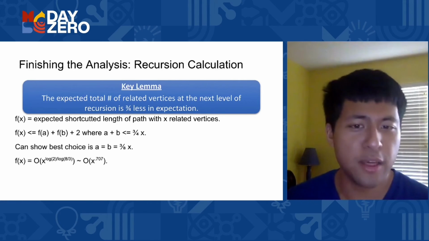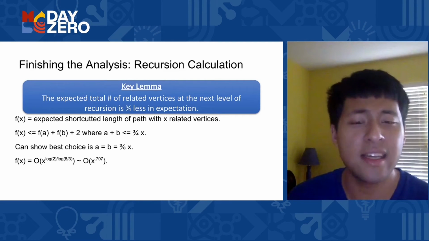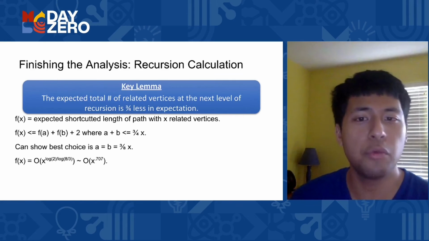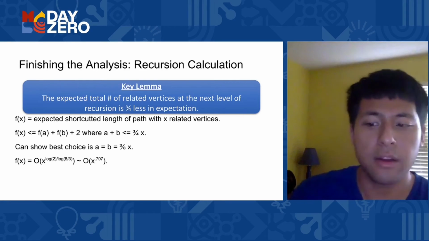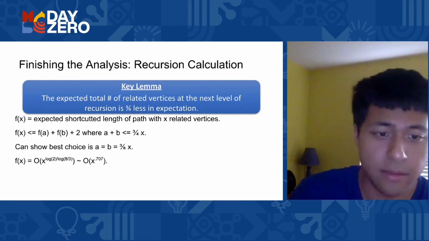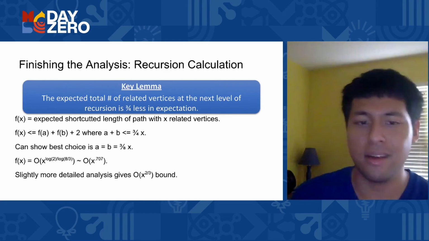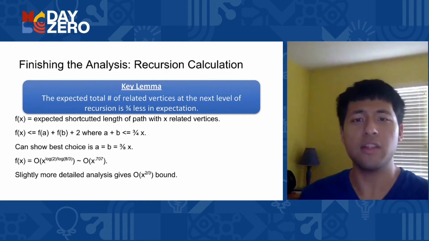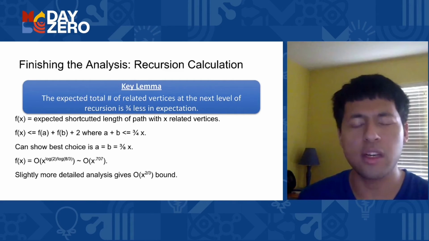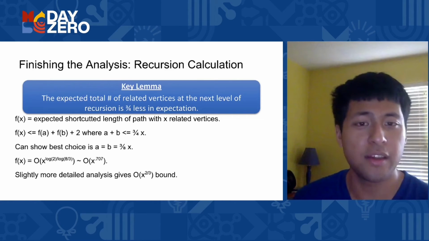If you set a equals b equals 3/8 x, then you can solve and get f of x is approximately x to the 0.7707, which is already significantly less than x, which is kind of the naive bound. Also, x can be at most n, because at the beginning, there's at most n related vertices. Also, if you improve this analysis a bit, you can get an n to the 2/3 bound. But basically what this shows is that because x is at most n at the start, every path will be shortcut to length at most n to the 0.707, which is exactly what we wanted to prove.